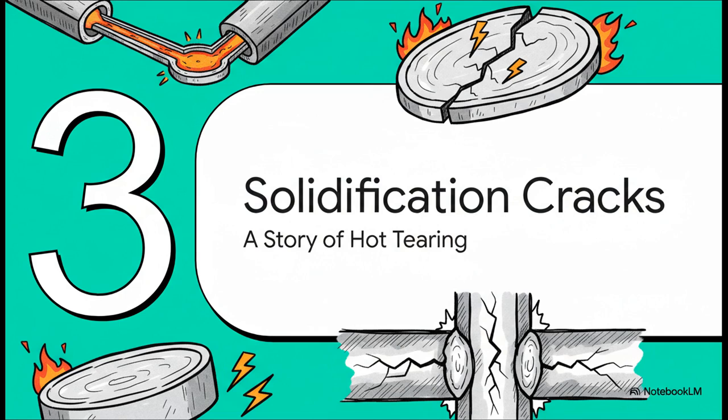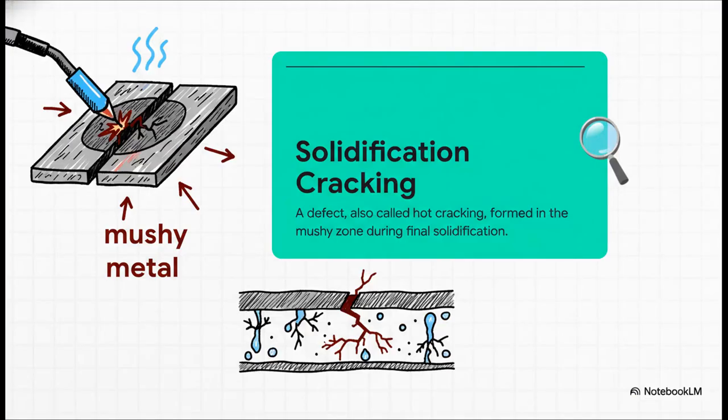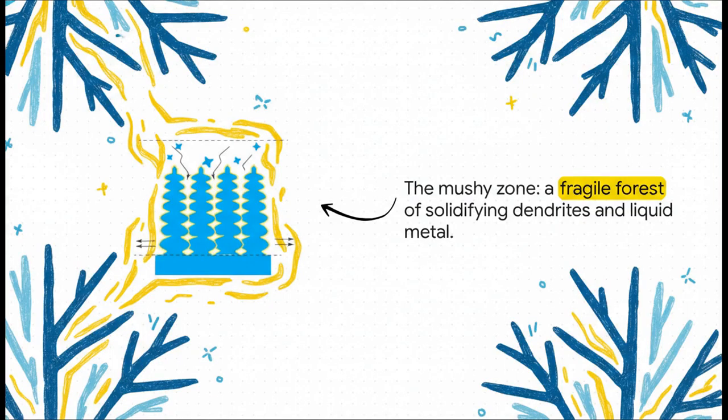Solidification cracking. You might have heard it called hot cracking or hot tearing. And yep, it's exactly what it sounds like. This is a crack that forms while the metal is still hot and, well, mushy. The solidifying weld is literally being torn apart from the inside out, right when it's at its most fragile. To really get this, let's picture that mushy zone again. It's like this dense forest of tiny, interlocking, tree-like crystals. Those are called dendrites. And the yellow you see here? That's the last little bit of liquid metal flowing like a river through the channels between those solidifying dendrites.